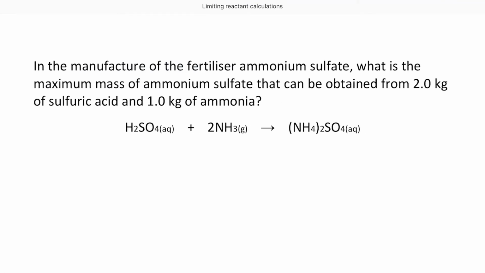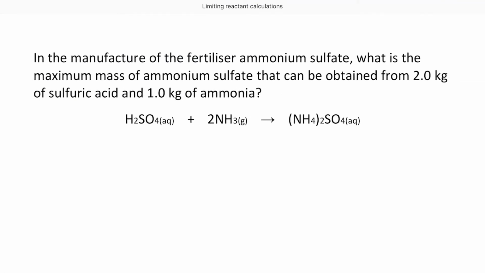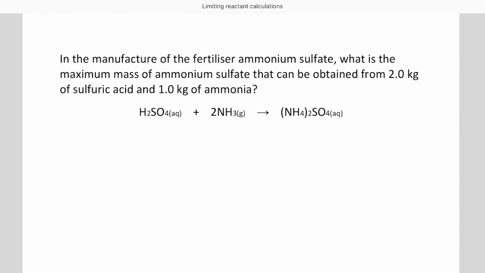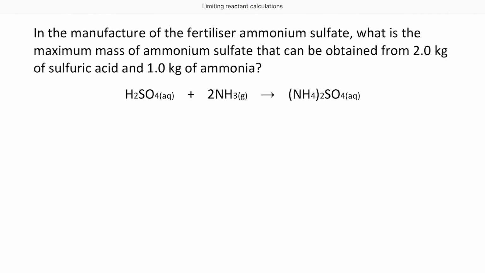Second example. This one, the ratio is 1-to-2. Let's see how that affects the way that we carry this out. We're going to work in exactly the same way. So what do I know? I know that I have got 2 kilograms of sulfuric acid. I'm not going to bother changing this to grams. I know that if I work in kilograms, my answer is going to come out in kilograms. Okay, so I'm just going to get rid of my units here.